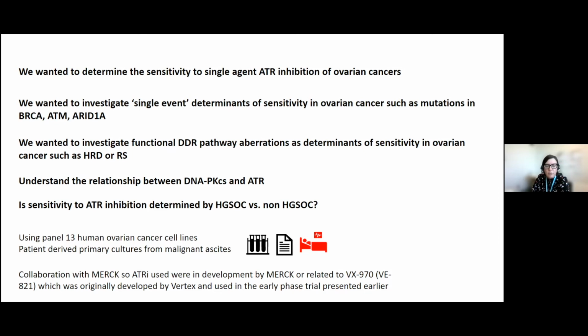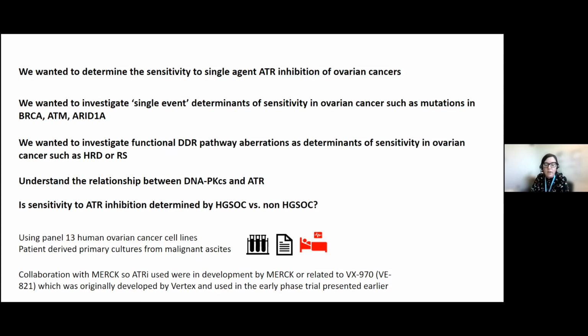Other work also included the understanding of the relationship between DNA-PK and ATR, which I'm not going to show here. And also we wanted to look at whether there was a difference between high-grade serous and non-high-grade serous histologies in ATR inhibition. Most of the work that Alice undertook was in human ovarian cancer cell lines, which obviously can be a limited thing to do in terms of patient models. But we also looked at patient-derived primary cultures from malignant ascites. And this work was in collaboration with Merck.